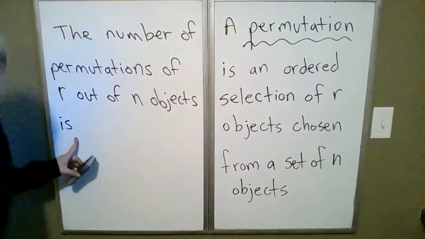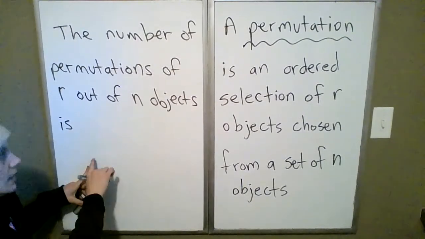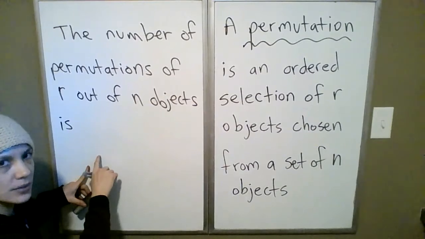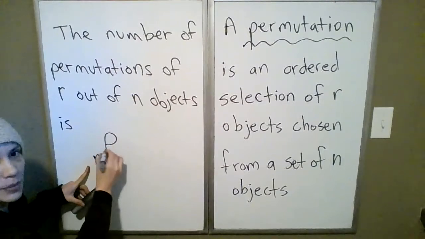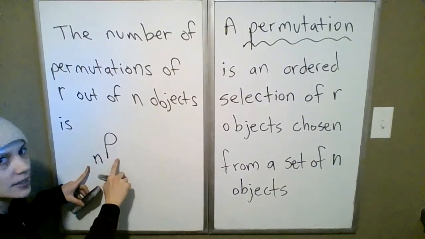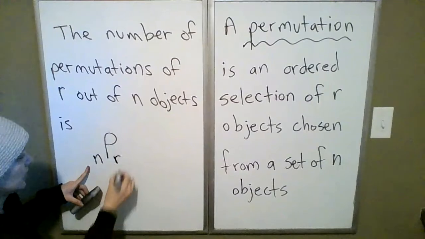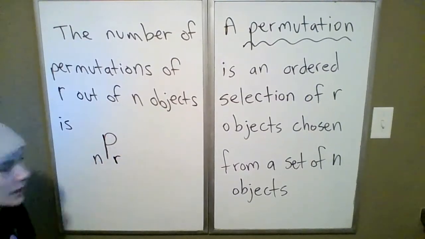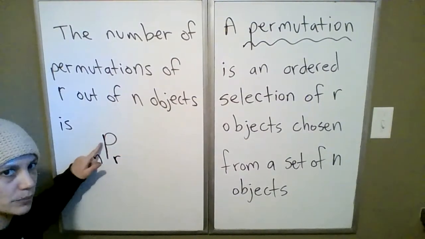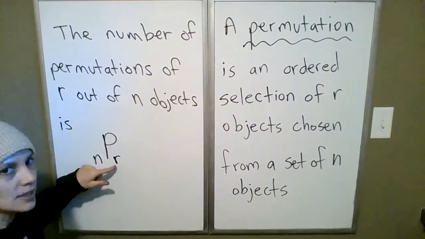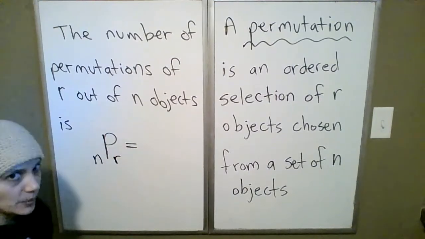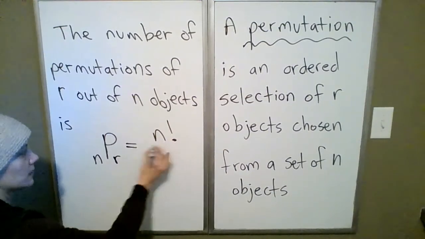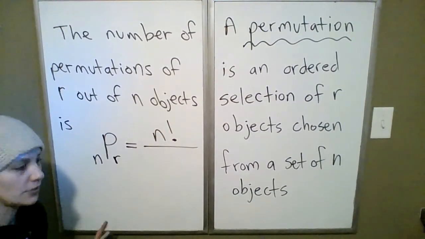Okay. It's written as a subscript N out of N total, with a capital P for permute: N permute R, another subscript R. So this is read as: out of N objects, permute R objects, select R objects out of the total in a certain order. The formula is N factorial over N minus R factorial.